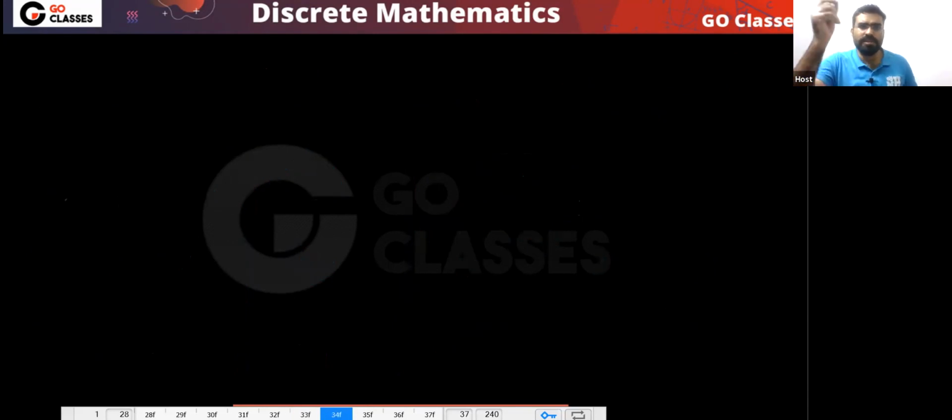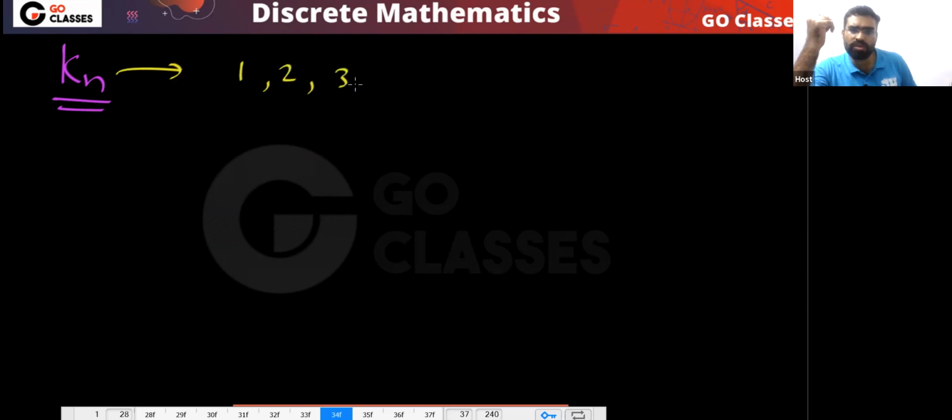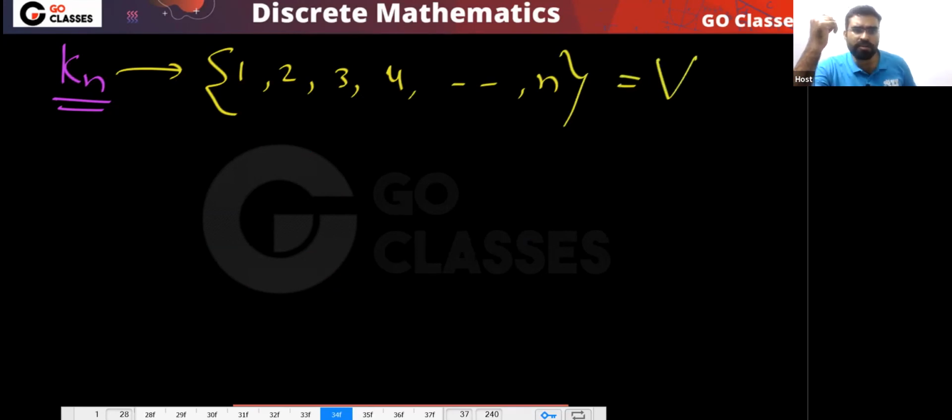Okay, see, very simple point. If you have Kn, then in Kn you have n vertices: 1, 2, 3, 4, and so on, total n vertices. These are your vertices. Tell me, are they adjacent to each other? All of them. This is a complete graph, so everyone is adjacent to everyone else.